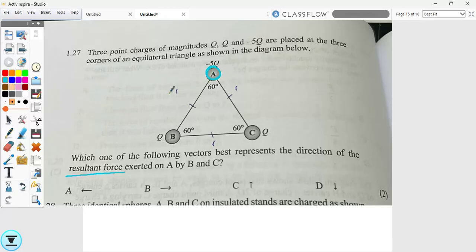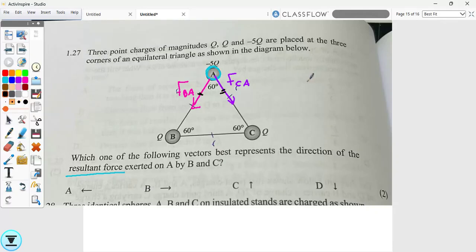Attract. So there's going to be a force towards B from A. So A will experience a force this way. So this will be the force of B on A going that way. And then there will be another force going this way. This will be the force of C on A going that way. But because the sizes are the same, those two forces are going to be exactly the same size.